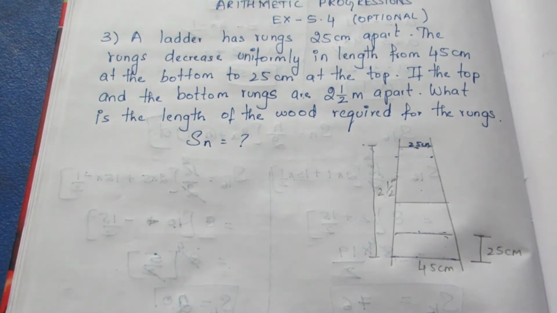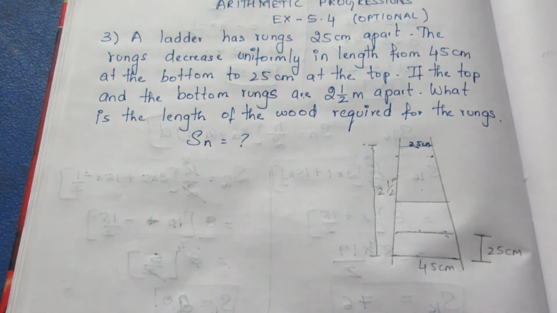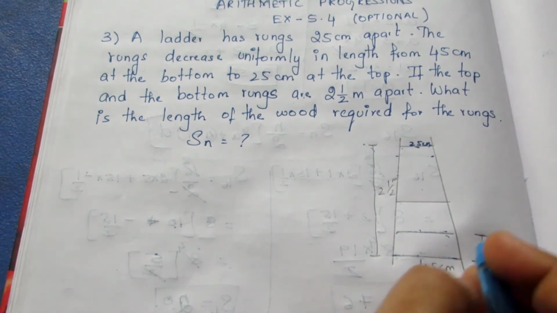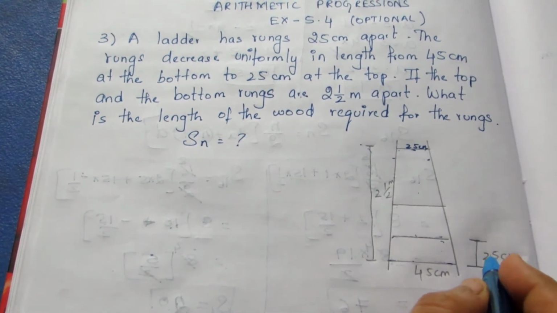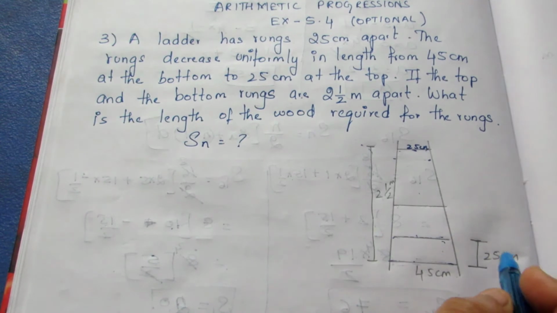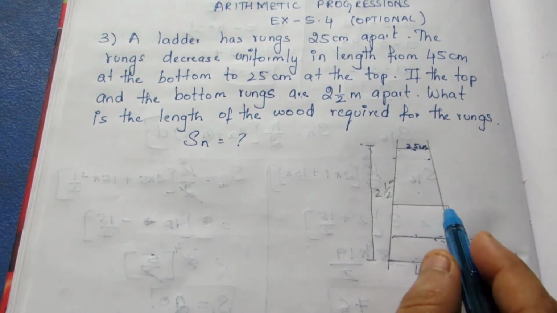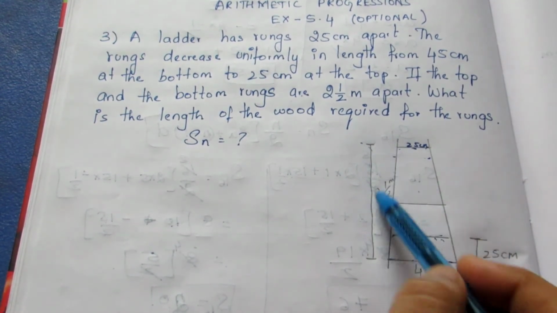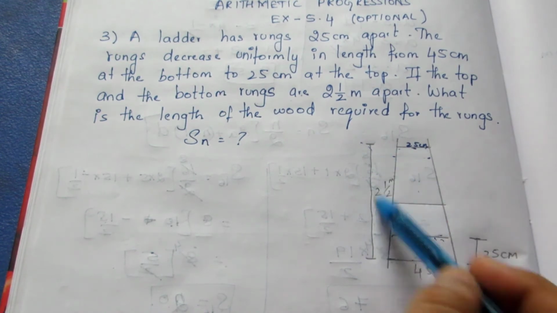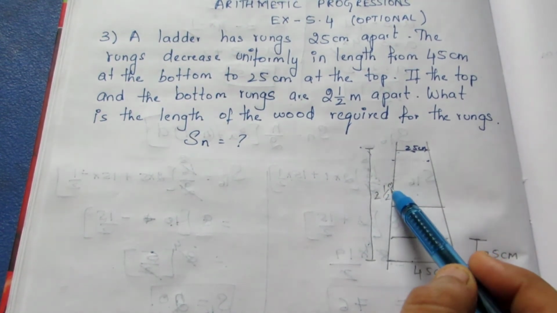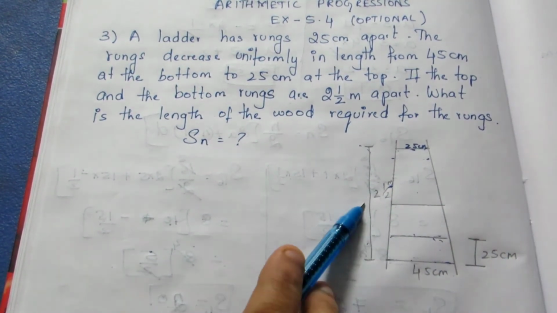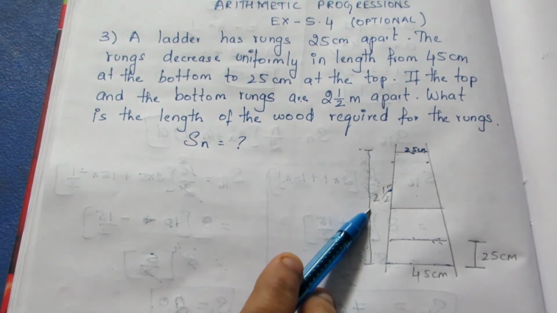Now for that we want n. There is no information in the question. We don't know how many rungs there are. We need to find n. In the case of n, they have given each rung is 25 centimeter apart and the total distance is 2.5 meter. Here it is meter, but here it is centimeter. We need to change this to centimeter.